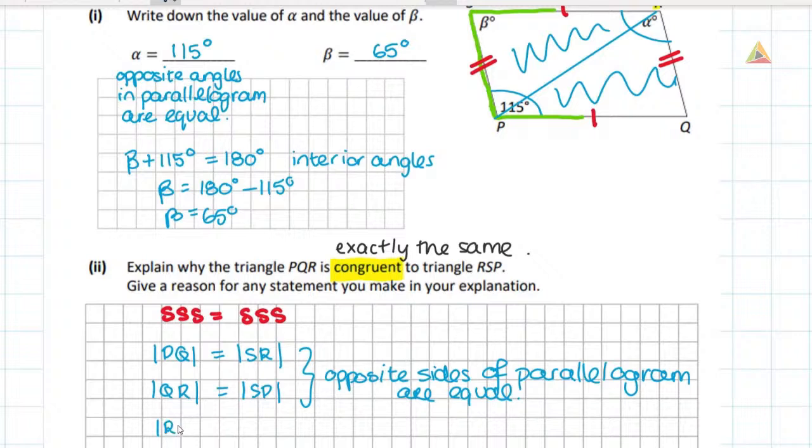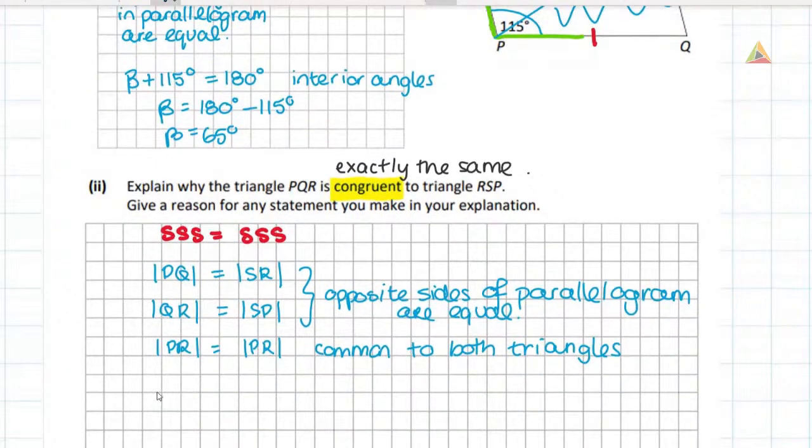So I'm going to say PR. So the distance from P to R is equal to the distance from P to R because it's common to both triangles. So now I've shown that we have all three sides equal. So we're going to say side, side, side is equal to side, side, side. So the triangle PQR and the triangle RSP are congruent. So we just write in our little finishing statement there or a conclusion.